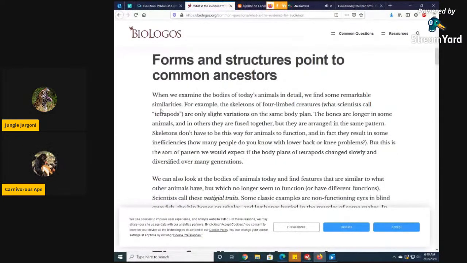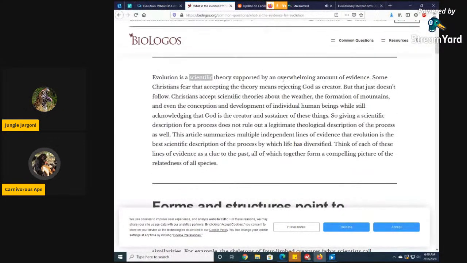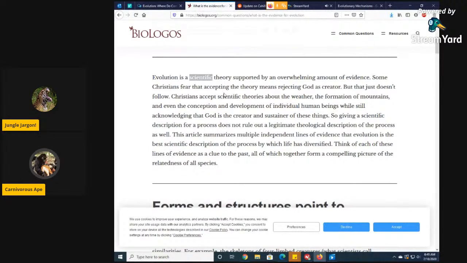That's the problem. Go back to that first paragraph and read it. What has been proven? Okay. Some Christians fear that accepting the theory means rejecting God as your creator. That's the reason why creationists cannot accept evolution. Where's the proof? No, you refuse to see a proof. There's a difference. Where? Things change. That is an observable fact. Evolution is the theory behind that fact.